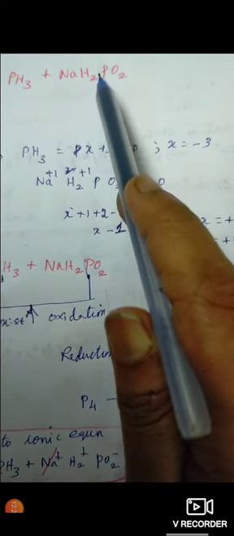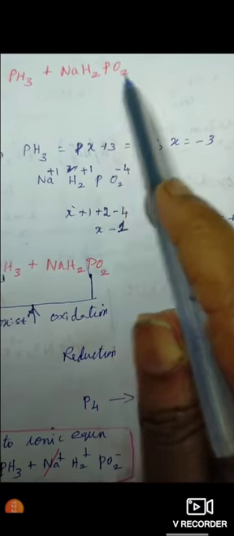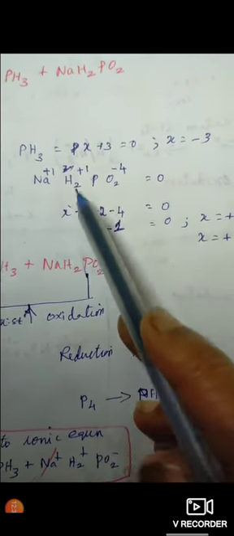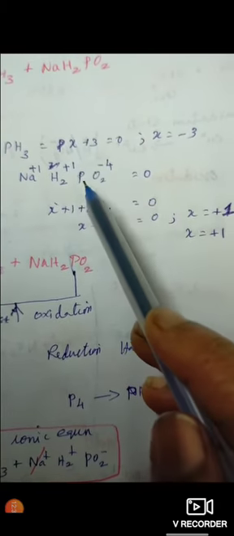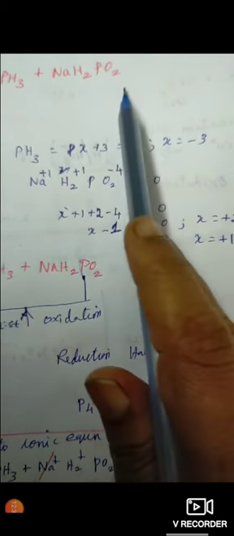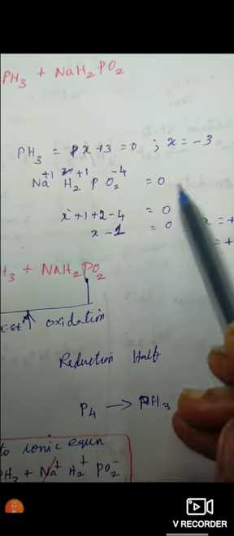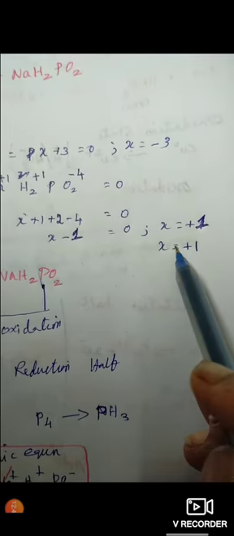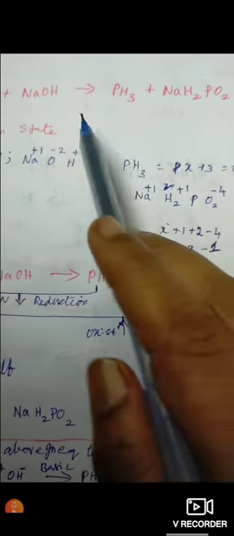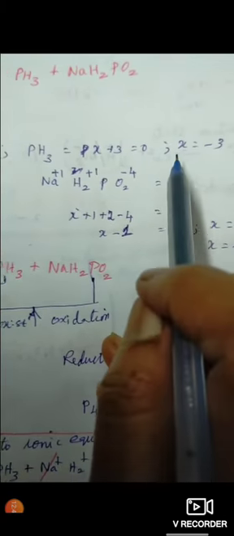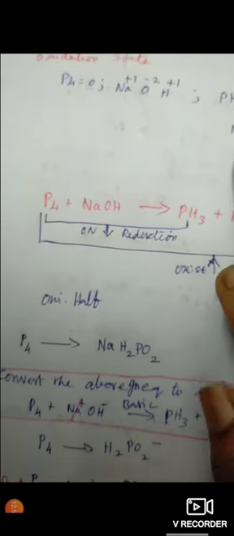What is the oxidation state of P in NaH2PO2? Here Na plus, H2 plus, P we don't know, O 2 minus 2, so minus 2 into 2 is minus 4, equal to 0. Finally X is equal to plus 1. So in this equation itself, phosphorus in PH3 is present in the minus 3 state, in NaH2PO2 it is present in plus 1 state. So that only it is known as a disproportionation redox reaction.